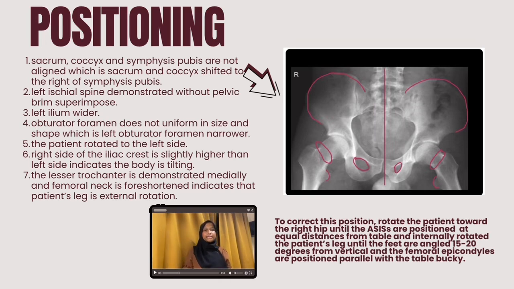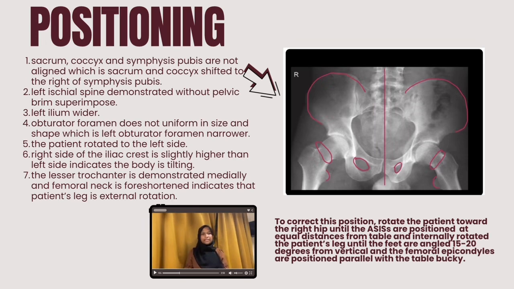The second one is left ischial spine demonstrated without pelvic brim superimposed. The third one is left ilium is wider than right ilium. The fourth one is obturator foramen is not uniform in size and shape, which is left obturator foramen is more narrow. Next is the patient is rotated to the left side.